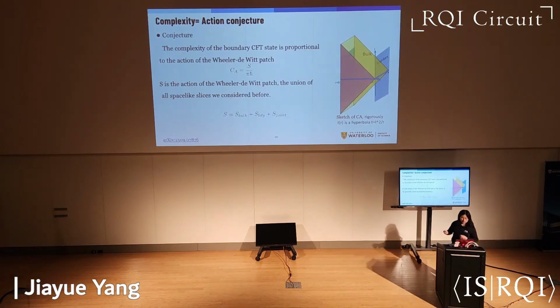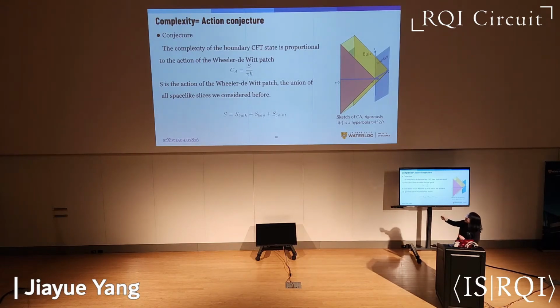It is the complexity equals action conjecture. It says that the complexity of the boundary state is proportional to the action of the Wheeler-DeWitt patch. The Wheeler-DeWitt patch is just the union of all the space-like hypersurfaces that we considered before. Its boundaries are the null boundaries, so this whole region is our Wheeler-DeWitt patch, and the conjecture says that the complexity should be proportional to the action of this region.